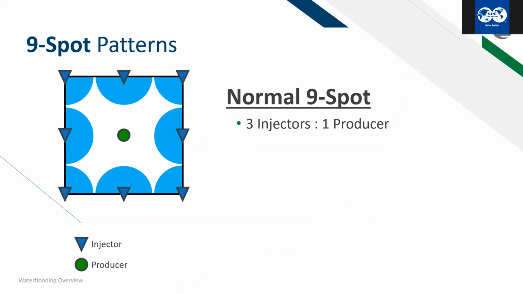So this is a normal 9 spot pattern. And I said before it has a higher injector to producer ratio, but when you're looking at the pattern itself, it's not 8 injectors and 1 producer. Instead, when you're looking at that geometric area that's been outlined, you'll see you're only getting half of the injection for several of these wells inside this box. And for the corner wells, you're only getting a quarter. So when you add up the halves and the quarters, you're really getting a 3 injector to 1 producer ratio.